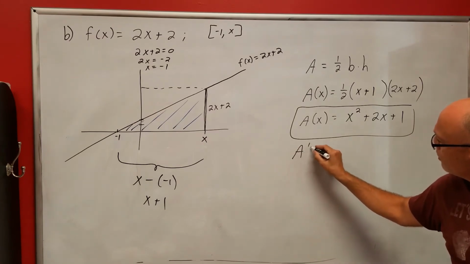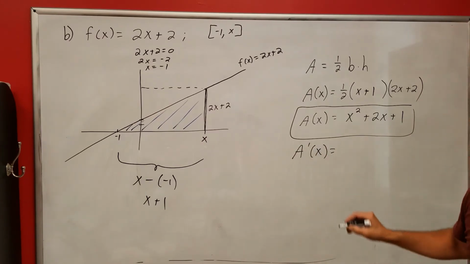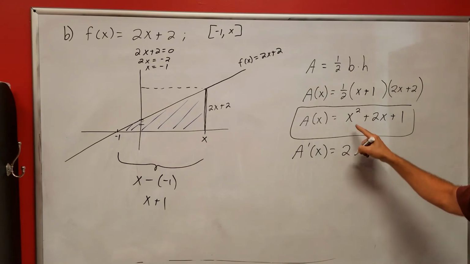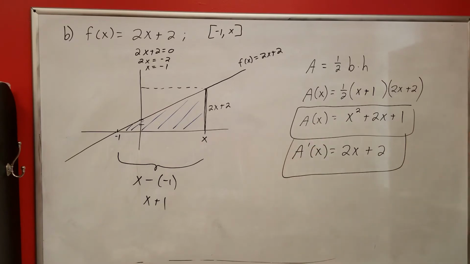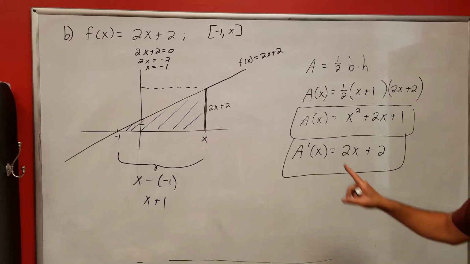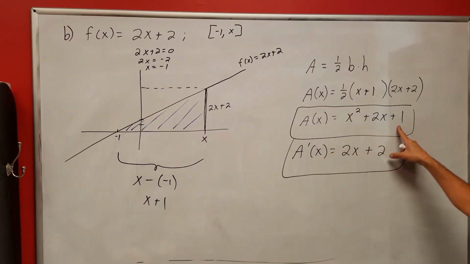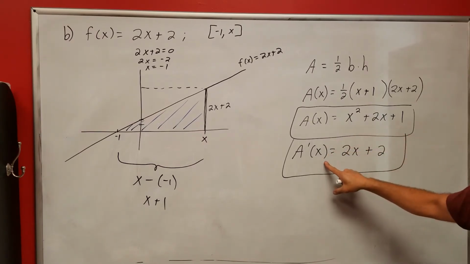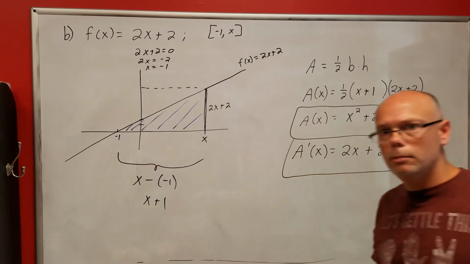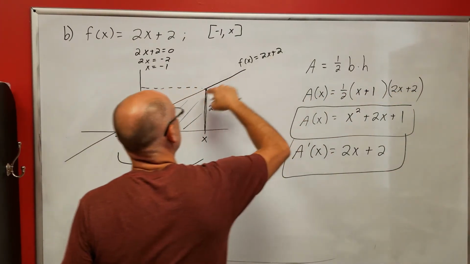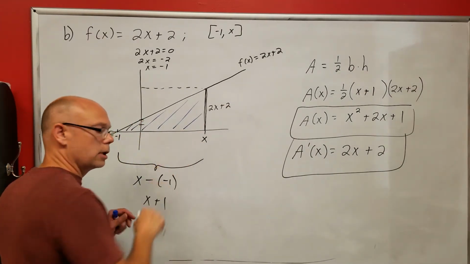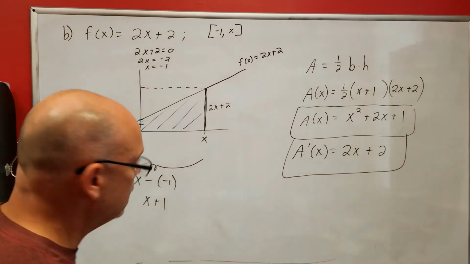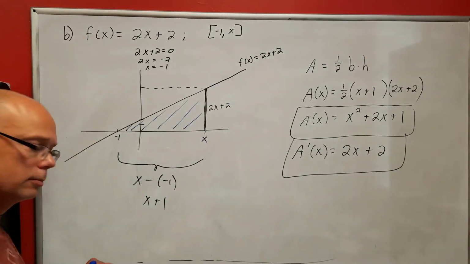How about they want me to find A prime of x. A prime of x is, just take the derivative of this, 2x plus 2. Now I want you to notice something about this example and the last example. After we found the area function, we found its derivative. And what did the derivative come out to be in both cases? It came out to be that curve above, right? Okay, we'll talk about that more later, but keep in mind, that area came out to be the curve above.